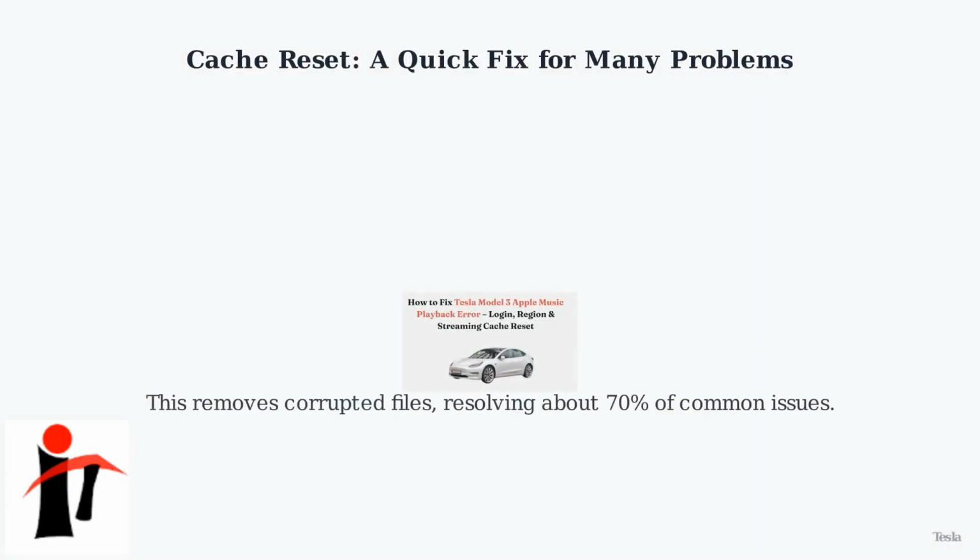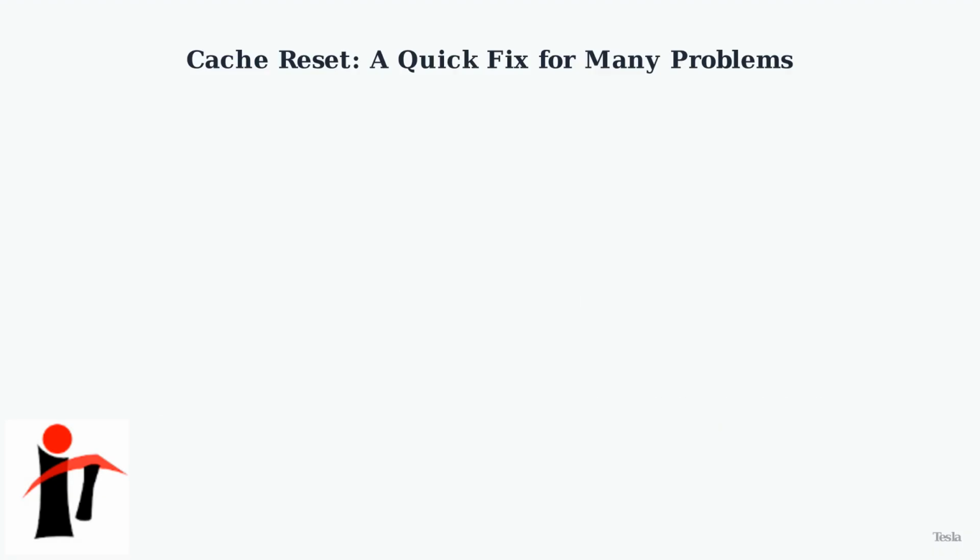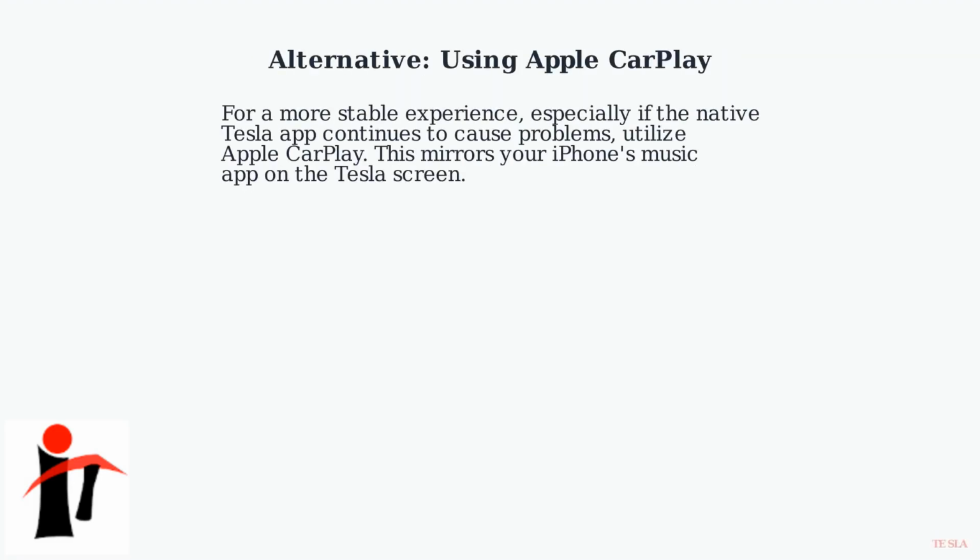Clearing the cache removes corrupted temporary files that cause conflicts, resolving approximately 70% of common Apple Music issues and improving overall playback reliability. For a more stable experience, especially if the native Tesla app continues to cause problems, utilize Apple CarPlay. This wireless technology mirrors your iPhone's interface directly on the Tesla screen, providing a reliable way to access Apple Music without the integration issues that can occur with Tesla's native system.